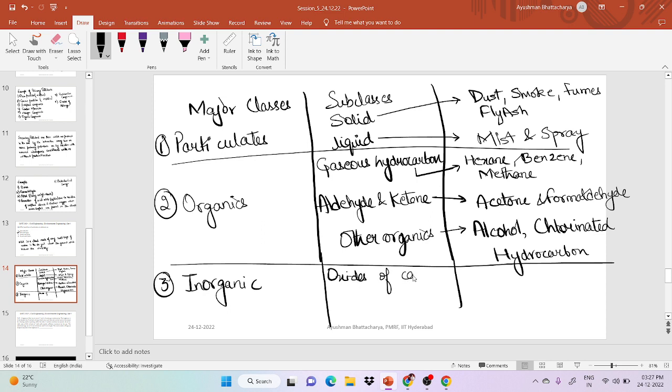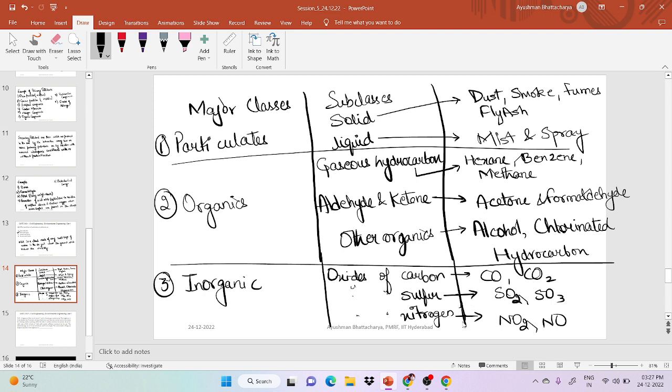Inorganic is oxides of carbon, sulfur, and nitrogen. Under carbon, it is CO and CO2. Under sulfur, it is SO2 and SO3. Under nitrogen, it is NO2 and NO.